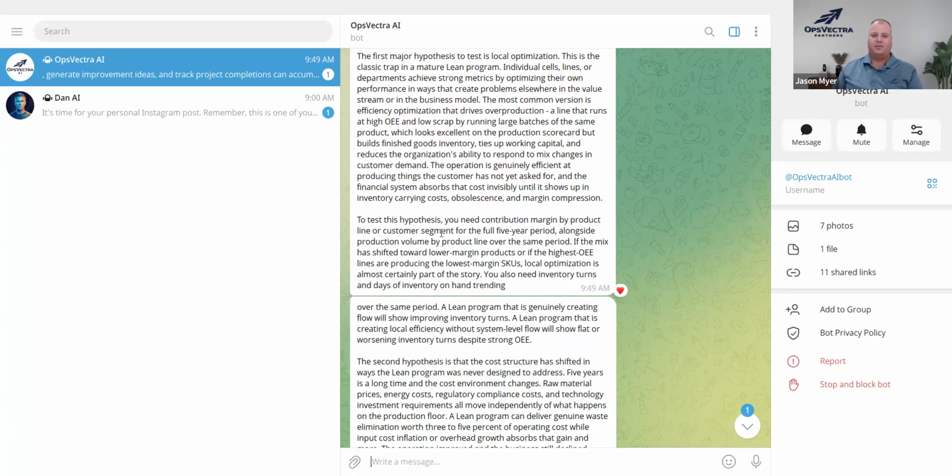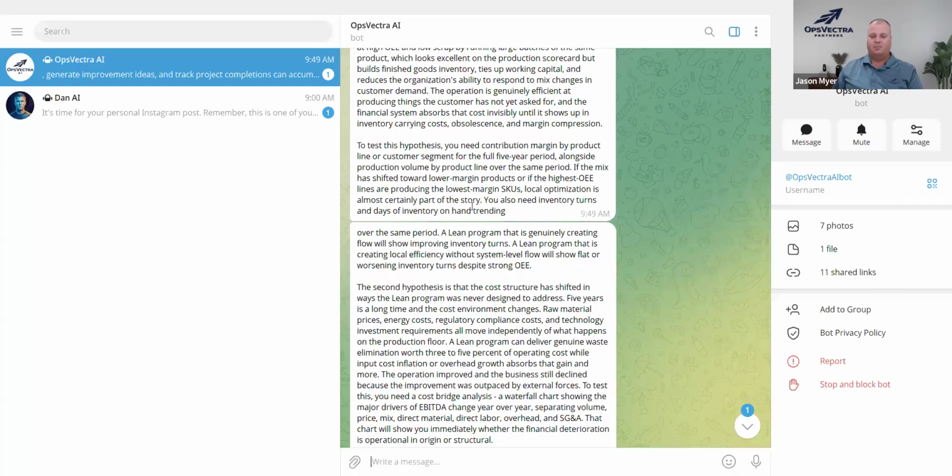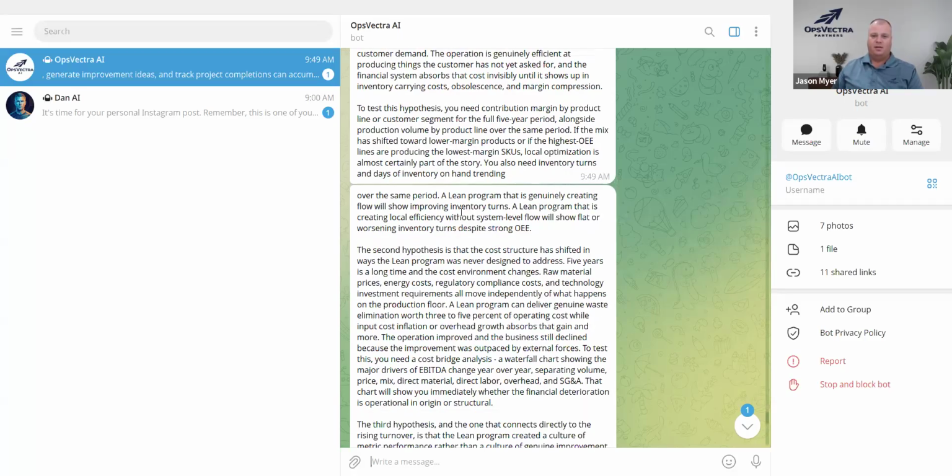To test this hypothesis, you need contribution margin by product line. So it tells you some more information you need to get. A lean program that is generally creating flow will show improving inventory turns. A lean program that is creating local efficiency without system level flow will show flat or worsening inventory turns.